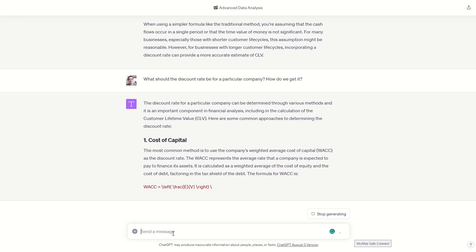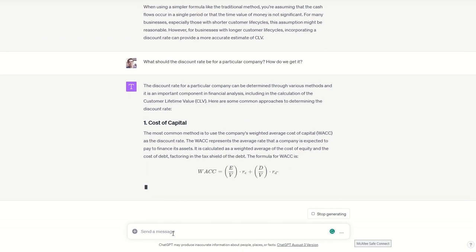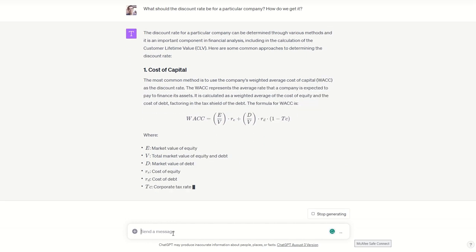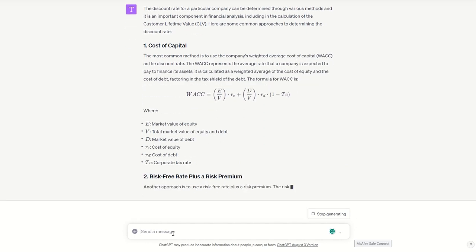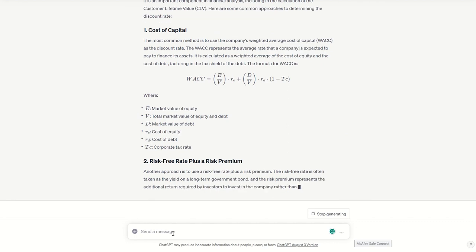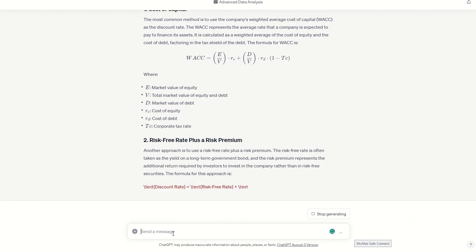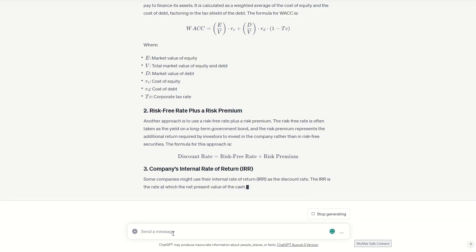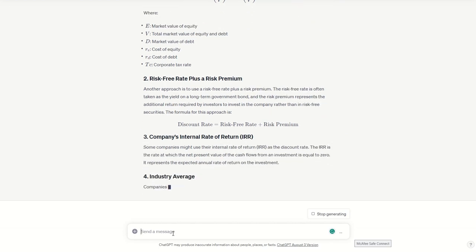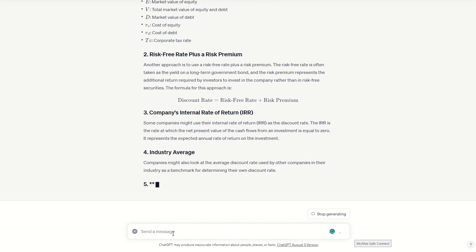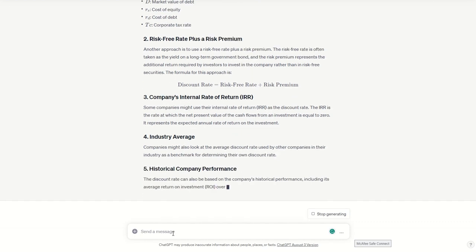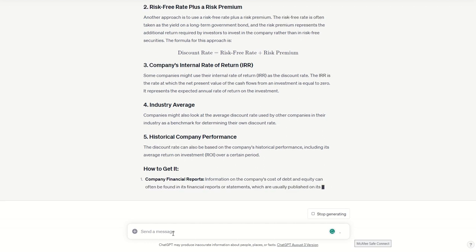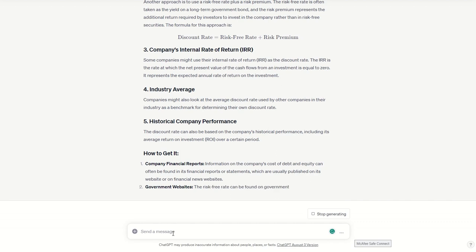Yeah, to me, I think the only potential question is, should it be the weighted average cost of capital or the marginal cost of capital? And depending on the use case, I think one could be more appropriate than the other. Company's internal rate of return. The company's average return on investment over a certain period. Interesting.